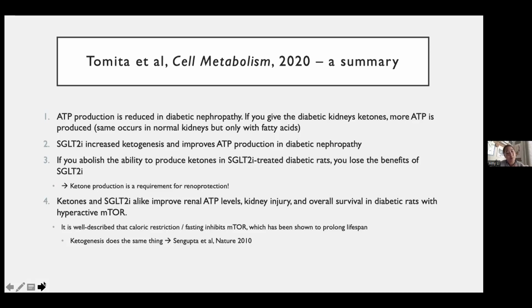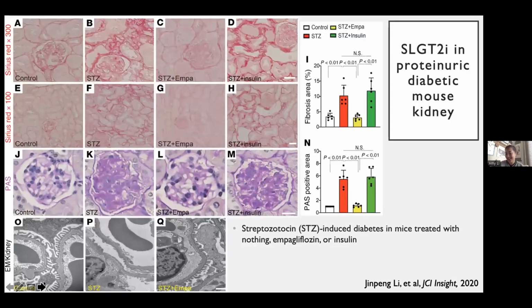But then when you abolish that ability to produce ketones, even in the SGLT2 treated diabetic rats, you lose that benefit, you lose that renal protection, despite being on an SGLT2 inhibitor. And so that ketone production is really important. And so that last slide I just skipped was point number 4, was a fun fact. They also looked at mTOR. I'm not going to get into that for the sake of time. Next slide.